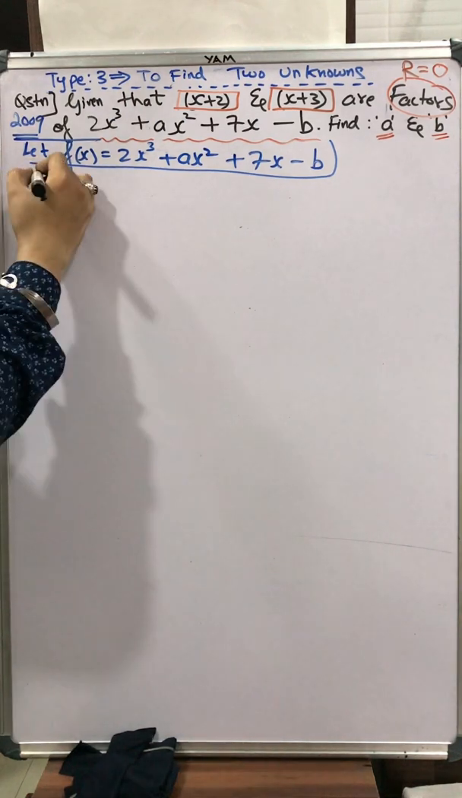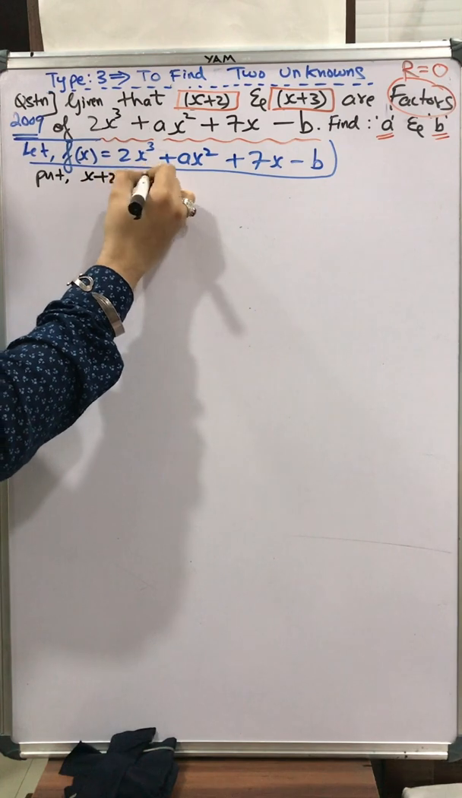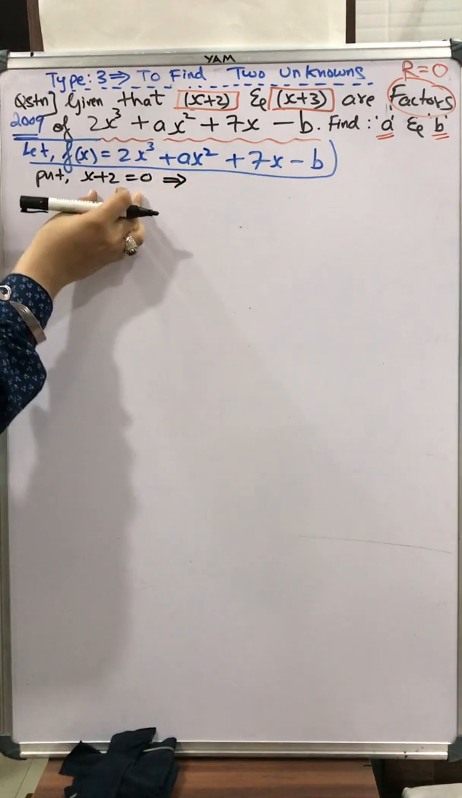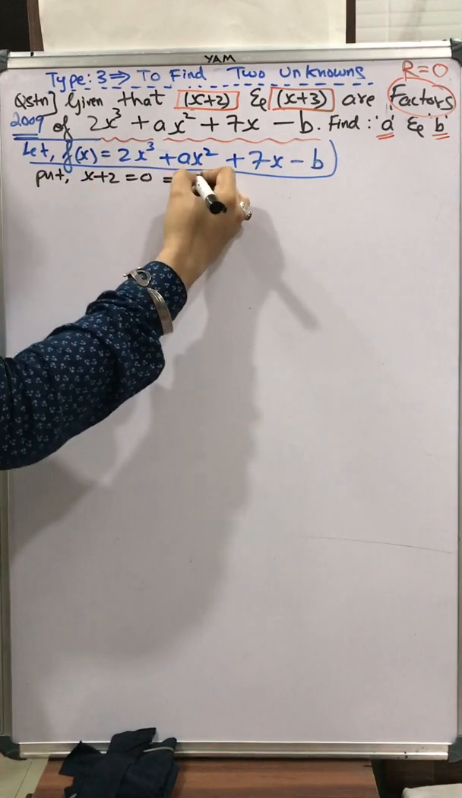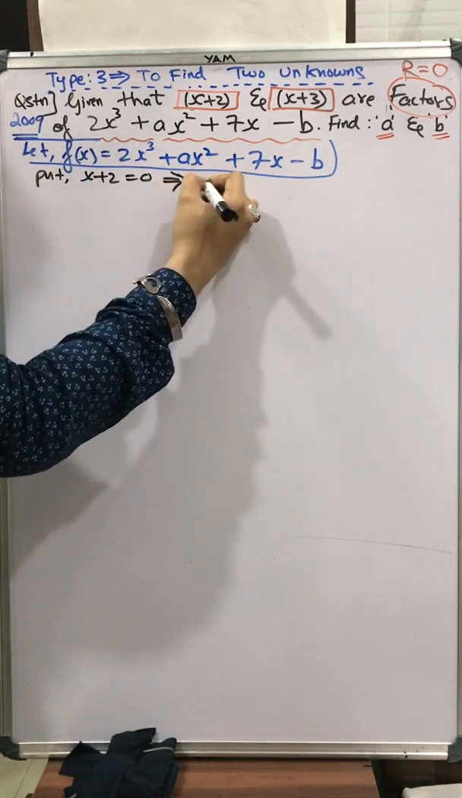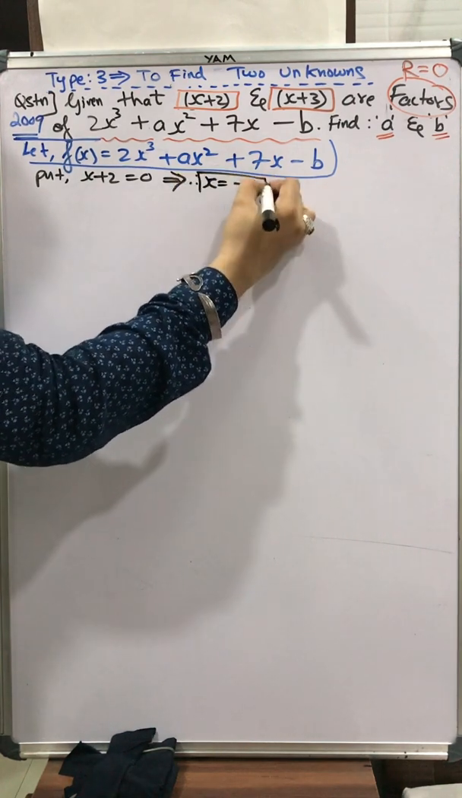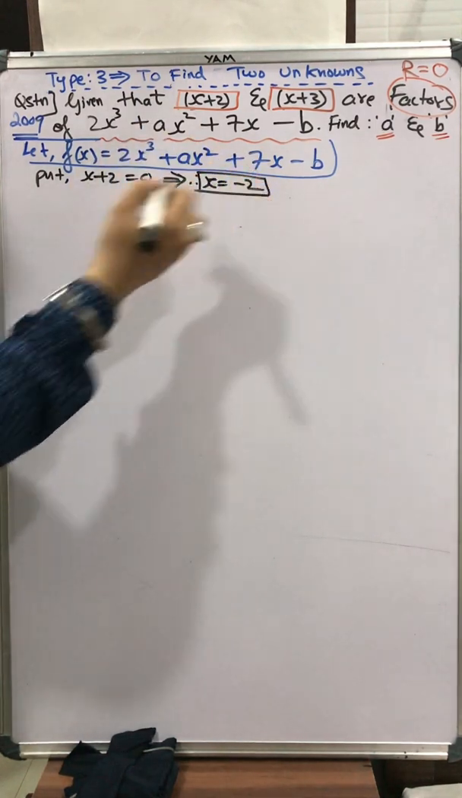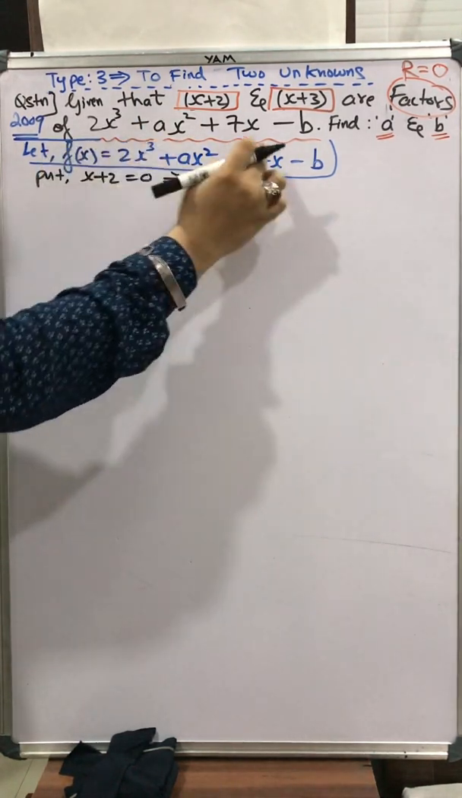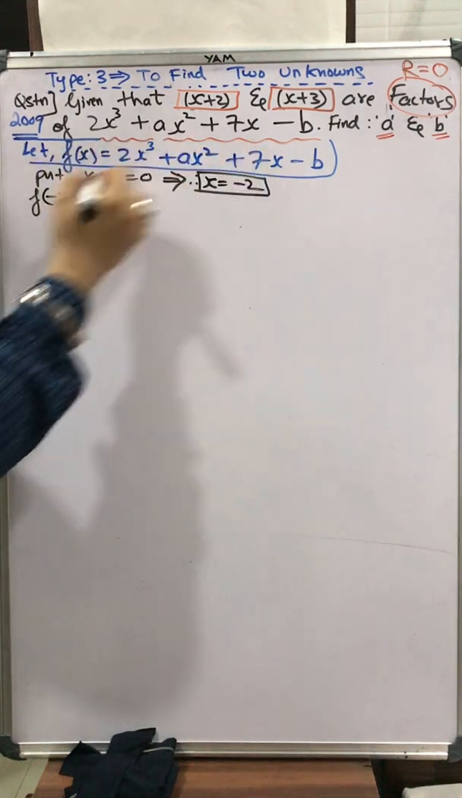So now put x plus 2 as 0. I don't have place, that's why I'm not writing below; you have to write it down. Therefore, the value of x will be minus 2. Plus 2 goes there, it becomes minus 2. Now I'll substitute minus 2 in place of x. So f of minus 2: wherever x is, I'll just substitute minus 2.